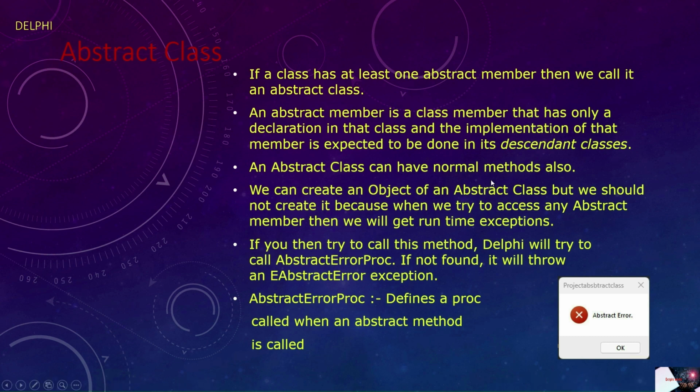We can create an object of the abstract class, but we should not create it, because when we try to access the abstract member, then we will get a runtime exception, right? So I have shown it here. So this is the abstract error message that will come, right, when we try to access the abstract member from the class object. If you then try to call this method, Delphi will try to call the abstract error prompt, and if it is not found, then it will throw the EAbstractError exception.